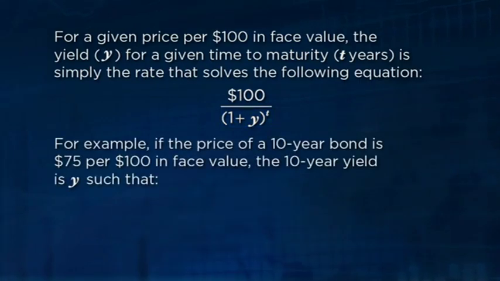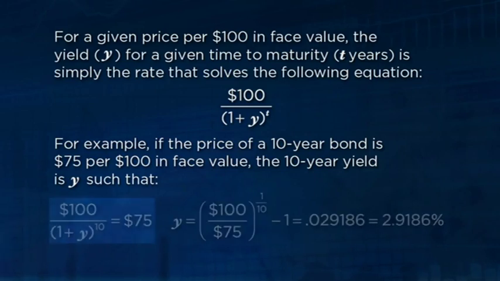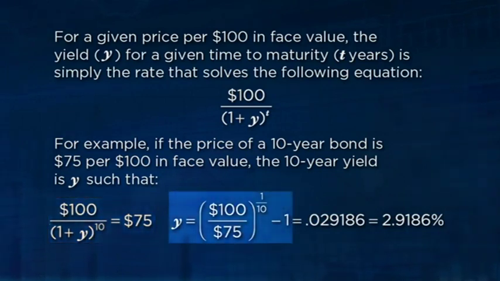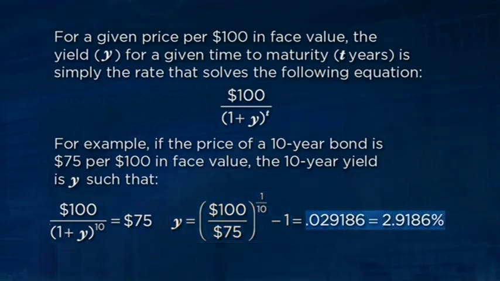So for example, if the price of a 10-year bond is $75 per $100 in face value, then the 10-year yield is Y such that 100 divided by 1 plus Y raised to the 10th power is equal to 75. The solution is simply Y equals the ratio of 100 over 75. From that, we take the 1/10th root and then subtract off 1. That answer ends up being 0.029186 or 2.9186%. Note that this is an annualized effective rate.